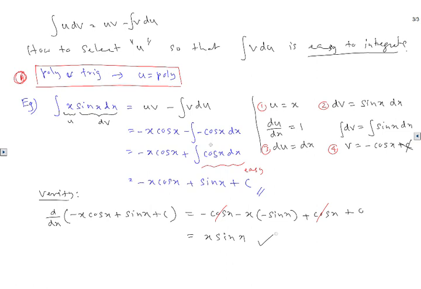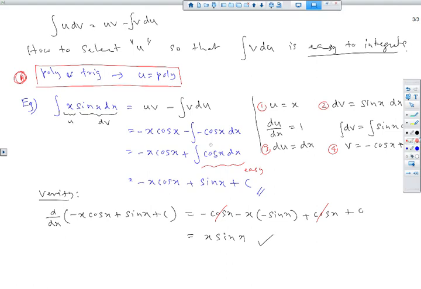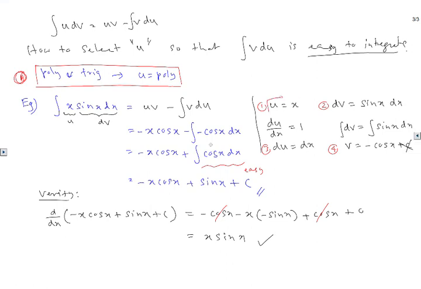So let's do more examples just to get the idea. Again, the trick was, if we have a polynomial and a trig function, we pick u as the polynomial part. That's exactly what we did here. Selecting u is the difficult part, and you need to remember certain things. So let's do one more. How about this one?